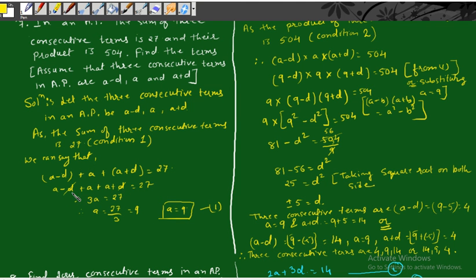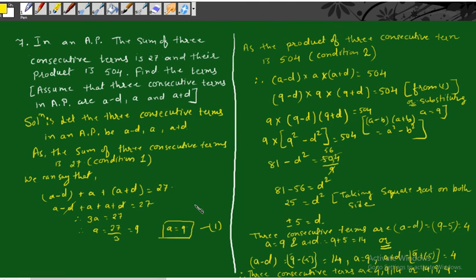Same number or same terms with different sign will be cancelled. So plus d minus d will be cancelled. So a plus a plus a, that is 3a, is 27. Dividing both sides by 3, I will get the value of a, that is 9.